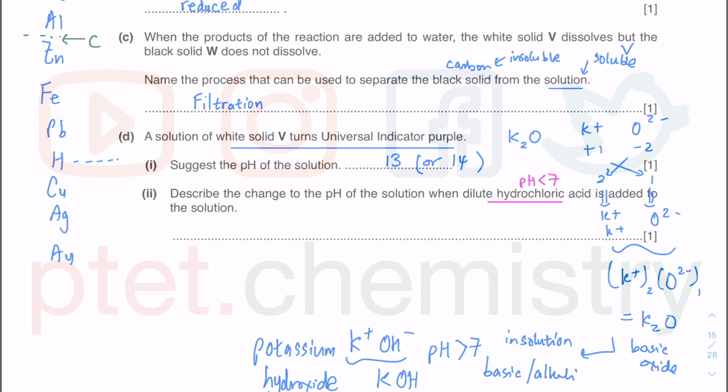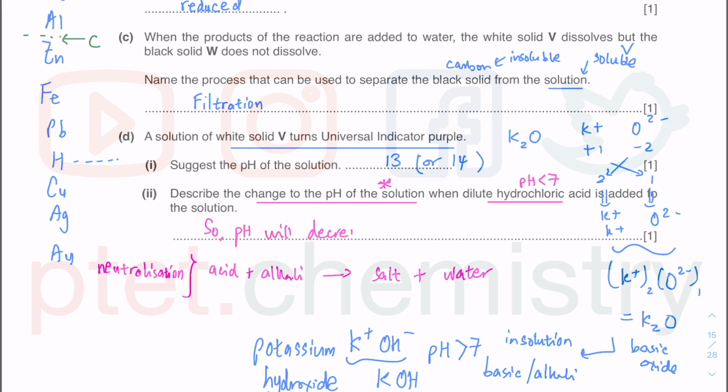You add acid with base, what you will get is acid plus alkali goes to salt plus water. This reaction has a name, it's called neutralization. In a neutralization reaction, your acid becomes less acidic, your alkali becomes less alkaline, so the pH will go down to 7. They say change to the pH of the solution. They don't say change the color, they say change the pH. So pH will decrease because originally you started from pH 13 or pH 14. Now you go to pH 7, it will decrease to pH 7.